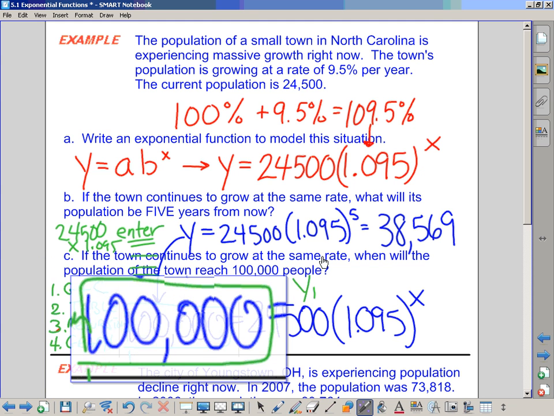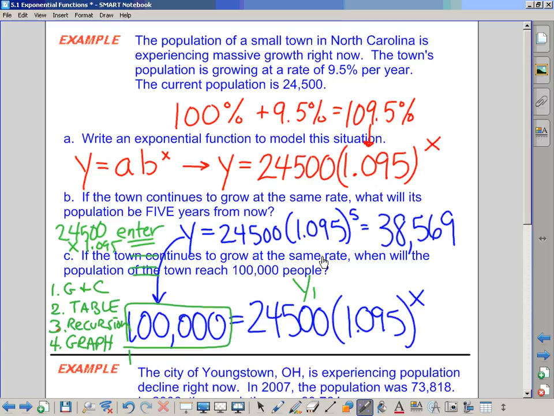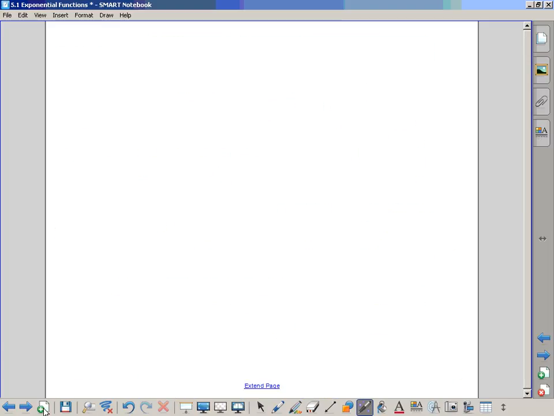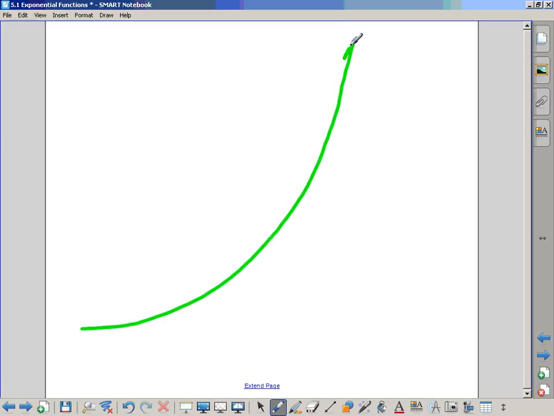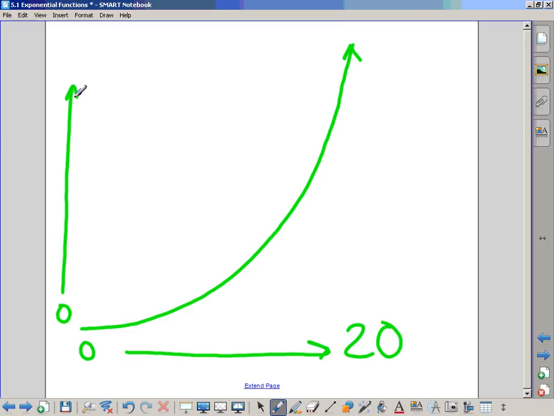What you'll get on your screen is something that'll look like this. You'll have the population function increasing like this if you use the right window. I would make your x go from 0 to 20 on your window. And your y in your window go from 0 to 150,000 people.